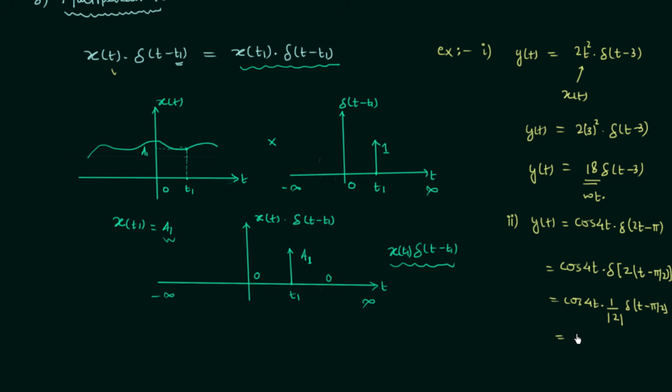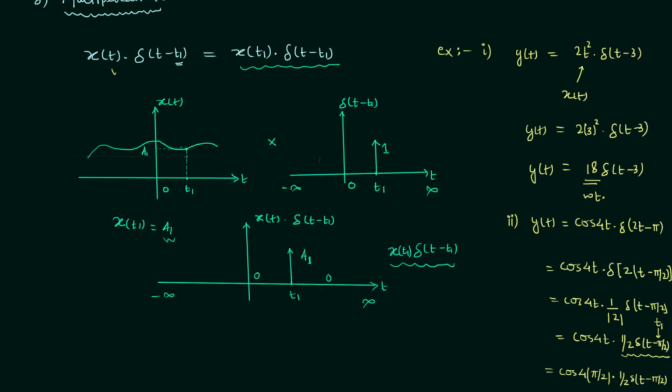Mod 2 is equal to 2, so we have cos 4t multiplied by 1 by 2 delta(t minus pi by 2). So we have multiplied this impulse by cos 4t, and instead of writing t we will write pi by 2, because here t1, the amount by which we have performed the shifting, is pi by 2. So in the next step we have cos 4 inside the bracket pi by 2. The impulse will remain the same, 1 by 2 delta(t minus pi by 2).